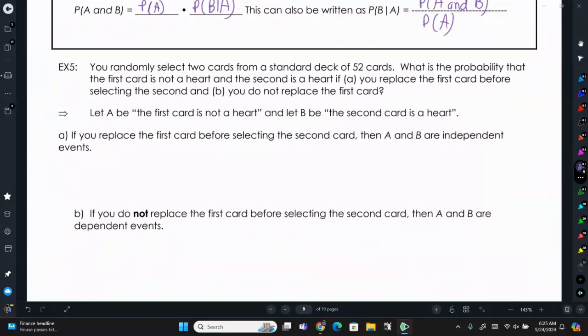we've got our standard 52 card deck, and we're selecting two cards at random. What is the probability that the first card is not a heart and the second card is a heart if A, you replace the first card before selecting, and then B, not replacing?